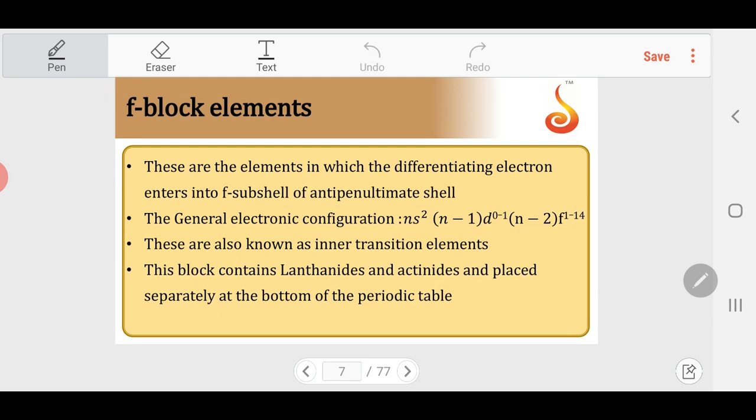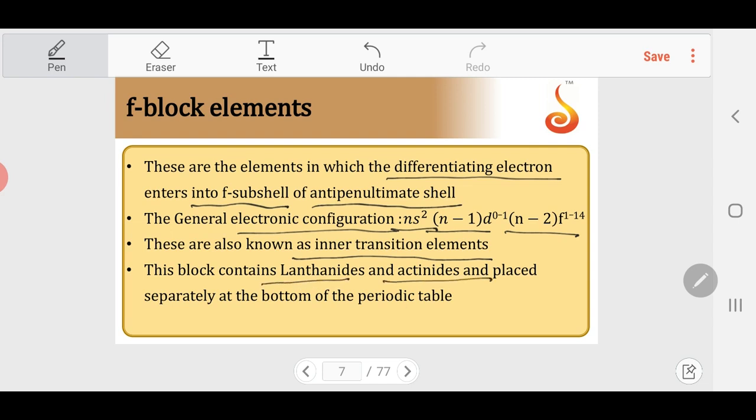F block elements are the elements in which the differentiating electron enters into the F subshell of the anti-penultimate shell, 2 less than the outermost shell. So the general electronic configuration is ns2, (n-1)d can have 0 or 1 electron, and (n-2)f will have from 1 to 14 electrons. These are a part of the transition element block, so these are also known as inner transition elements. This block has 2 types of elements, lanthanides and actinides, and this block is separately placed at the bottom of the periodic table.